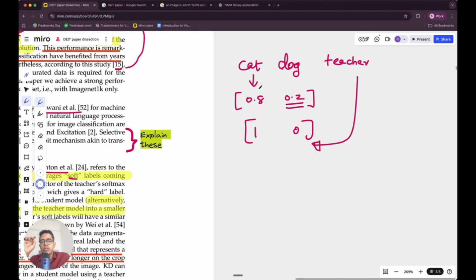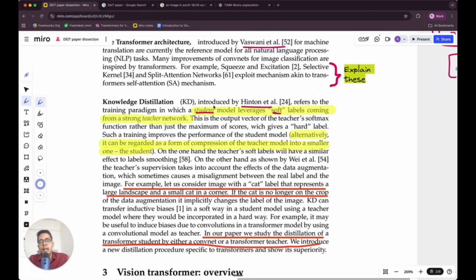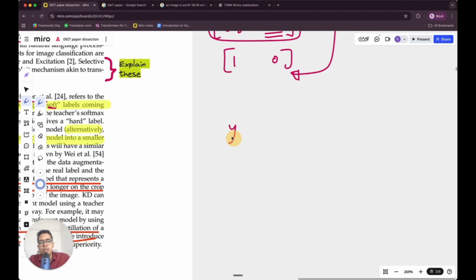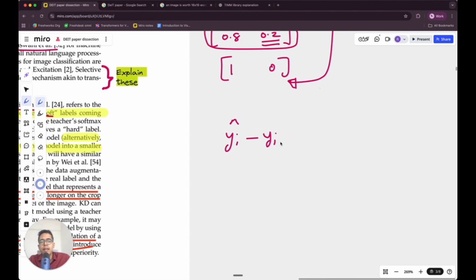But these are now called soft labels, because in these soft labels, you have the thought process of the teacher model, not just the final output. So these are soft labels. A soft label can be used for training a student model, because if a student model's prediction is yi cap, usually you compare it against the ground truth yi. But what if you compare against the soft label of the teacher? Let's say yi,t is the soft label of the teacher. Then you can construct a cross entropy loss between these, right?